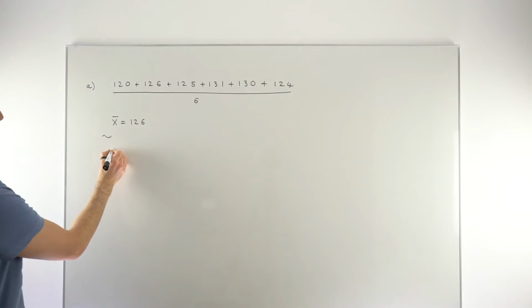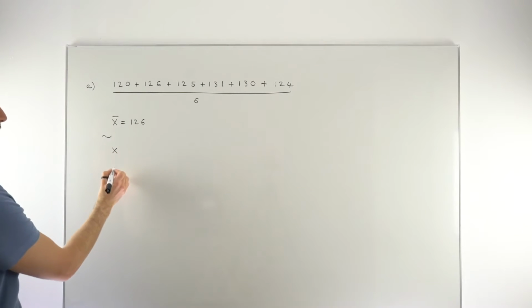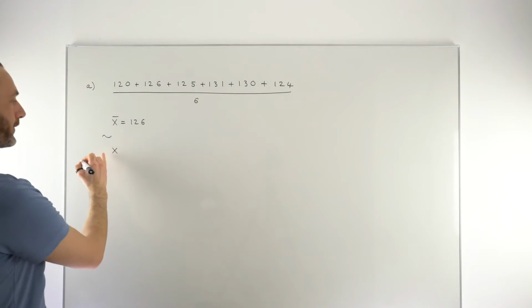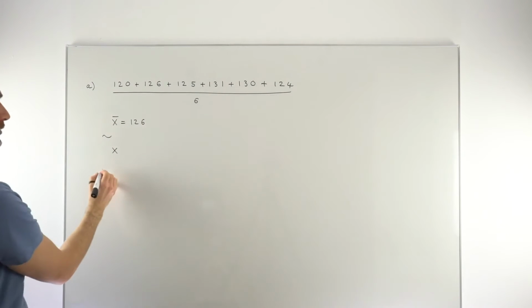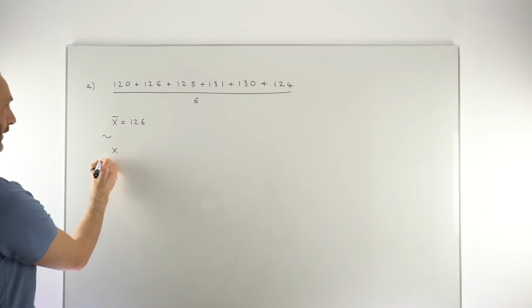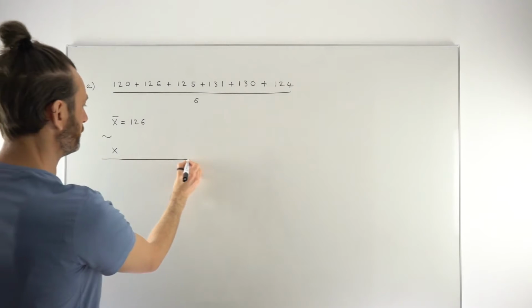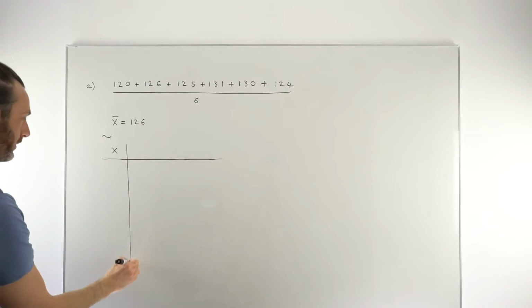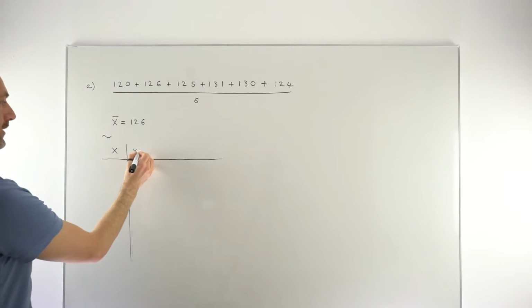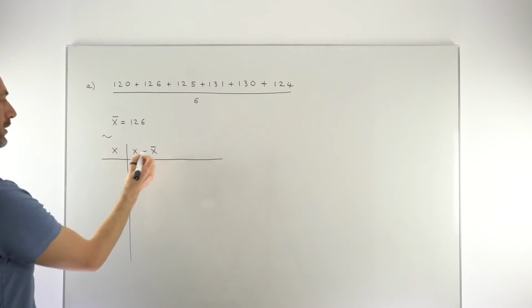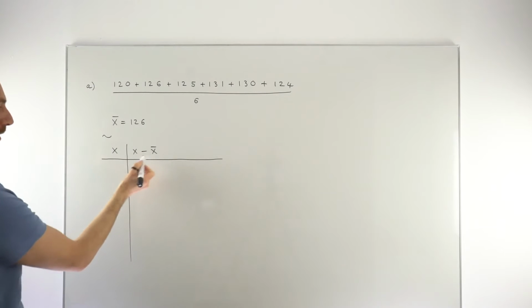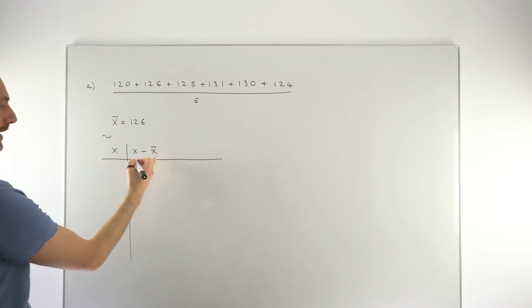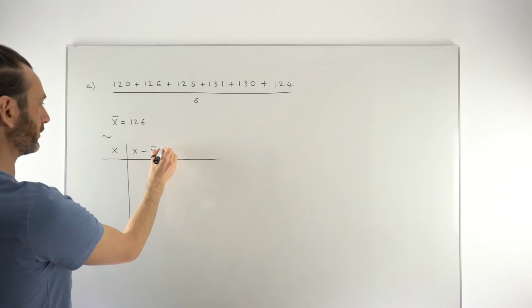And the table has a few different rows and columns. So in the first column, we've just got the numbers. So let me set this up first of all as a table. The first column is just going to be the x numbers. The second column is x minus x bar. So that's going to be the current number from the x column minus the mean, which is 126.